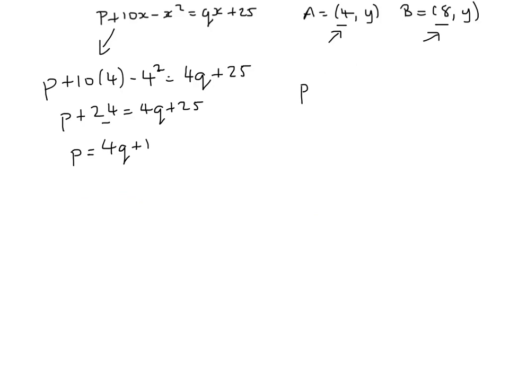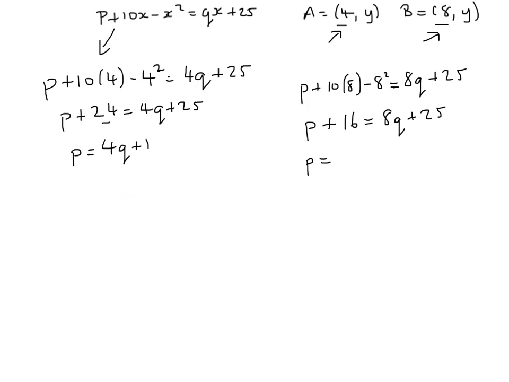Let's do the same process with x is 8. So P plus 10 times 8 minus 8 squared is equal to 8Q plus 25. Again, multiplying that through, we'll get P plus 16 is equal to 8Q plus 25. So P is equal to 8Q plus 9.